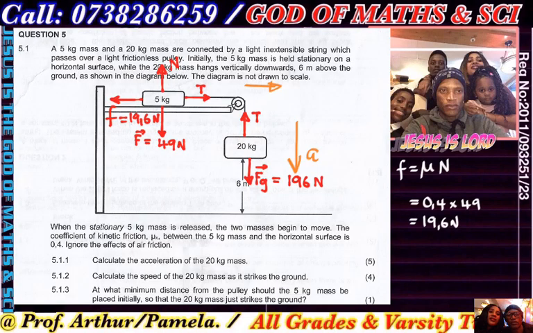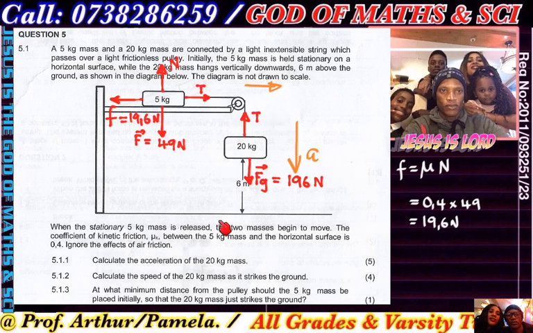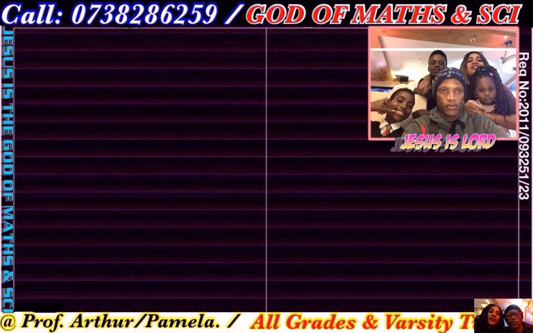All right, let's check what they want, these guys. They say calculate the acceleration of the 20 kg. We found it: this acceleration is for both the blocks. All right, and then they say calculate the speed of the 20 kg mass as it strikes the ground. Now we change the scenario. We only focus on this guy. We're like, okay, fine. This is the scenario.